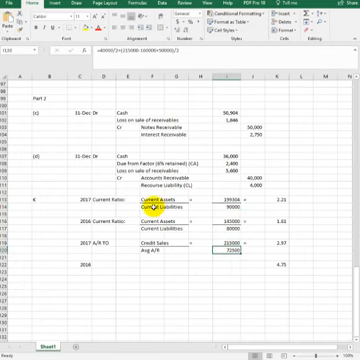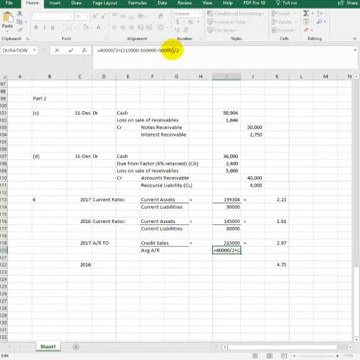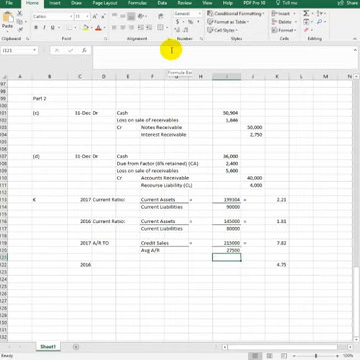Our average accounts receivable now was 40,000 last year, and now it's, whoops, we need to subtract 40,000. Subtract usually with a minus sign. 27,500, which is pretty good, 7.82.